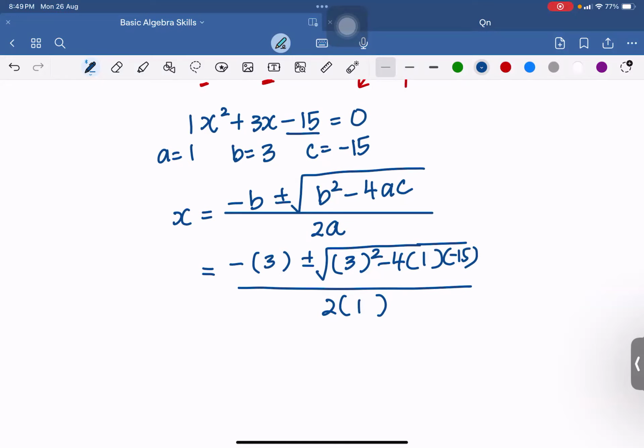At this step, sometimes you all will make careless mistakes pressing your calculator. Don't bother to plug in manually. Straight away use mode 5 2 2, or mode 3 3, and it gives me the two answers. A is 1, B is 3, C is negative 15. Now is the time to make good use of our calculator. Second answer, negative 5.6533. I hope my answer is correct.